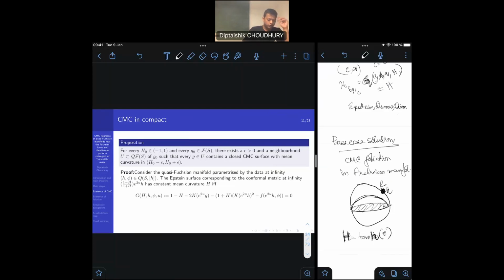And what we require is that this equation that you get by utilizing the formula for the first and second fundamental form is this G of H, h, phi, u, where big H is the CMC parameter, small h is the hyperbolic metric, phi is the quadratic differential, and u is the conformal factor giving you the metric, and you want this to be equal to 0. So essentially, if I had written down u, h, q, h equal to h, then this minus h is equal to 0, and this is my actual G as I have written down in the slides.